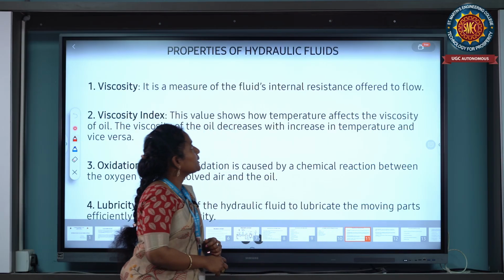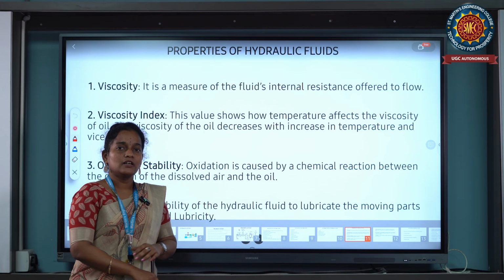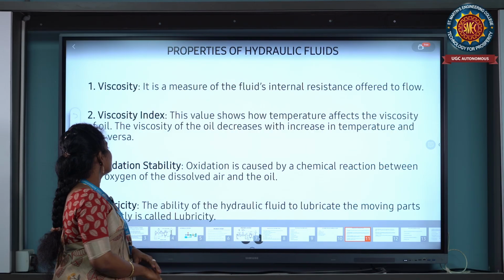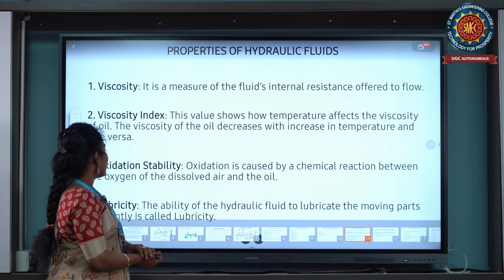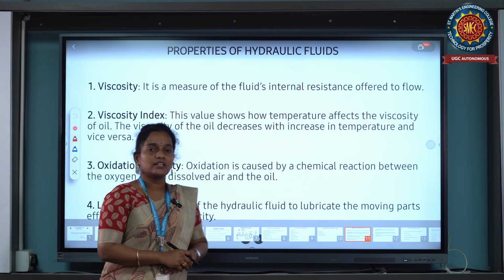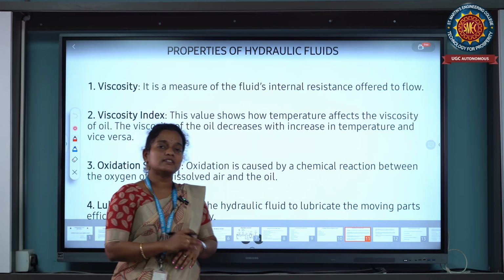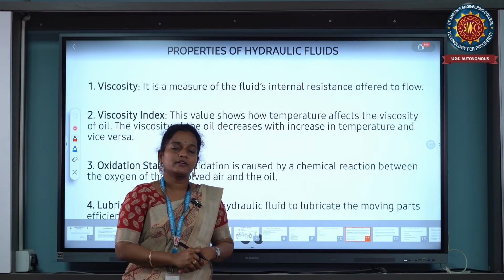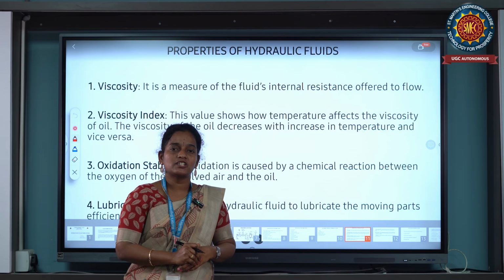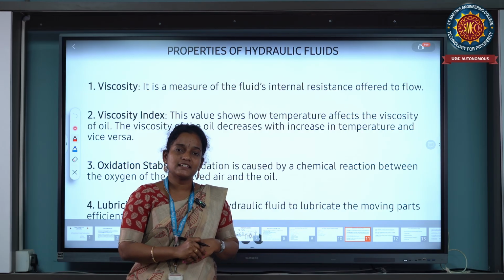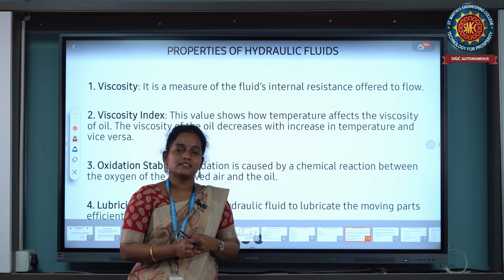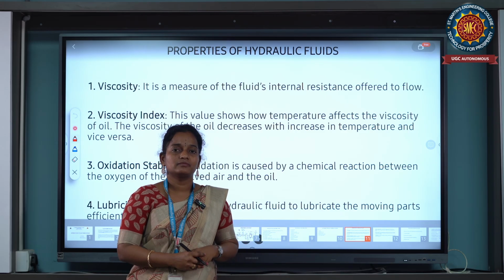Next one, properties. The properties of hydraulic fluids are generally viscosity index, oxidation stability and lubricity. We have to focus on these points of the properties. Okay, so this is about fluid power systems and their types. A fluid power system is a technology which deals with power control, direction and transformation. Generally, fluid power systems are of two types: one is the hydraulic power system and the second one is the pneumatic power system. Thank you.